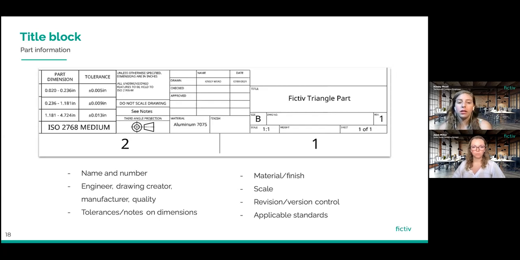You'll also see tolerances and notes on dimensions. So specifying the unit, specifying dimensions or tolerances for dimensions where it might not be specified on the drawing itself. You can also identify the material and finish here, as well as the scale of the views that you're placing. You can also see the revision number and then applicable standards. On this one, we have ISO 2768 medium, which again calls back to the dimensioning and tolerancing.